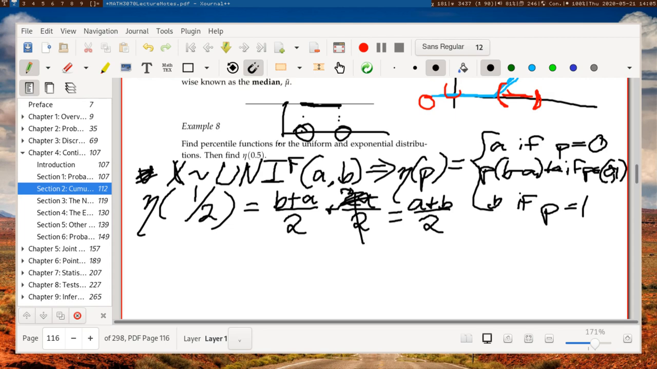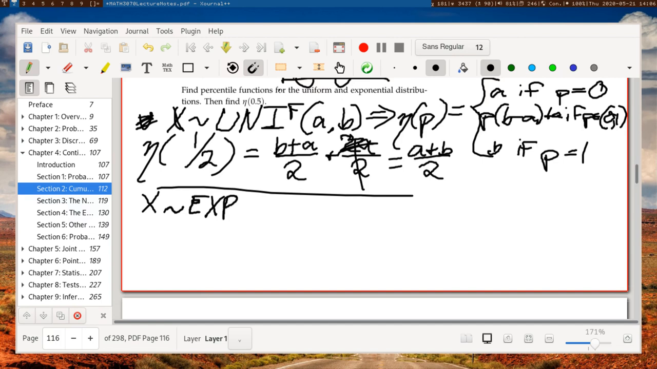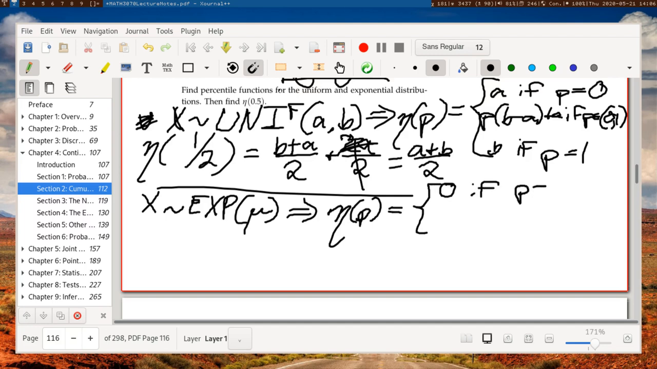Okay. Next up is the exponential. The conclusion of that discussion was that the percentile function is equal to 0 if P equals 0, infinity if P equals 1, and we had negative mu ln(1 minus p) if p is in the interval 0 to 1, which excludes the endpoints.